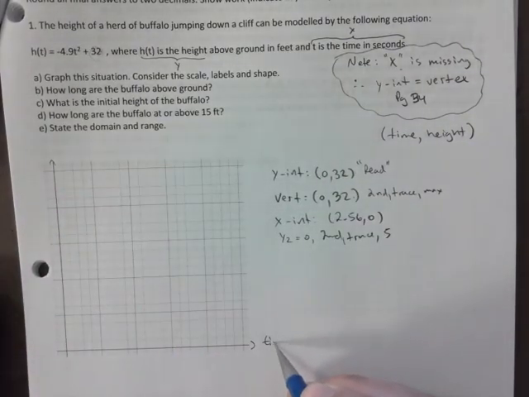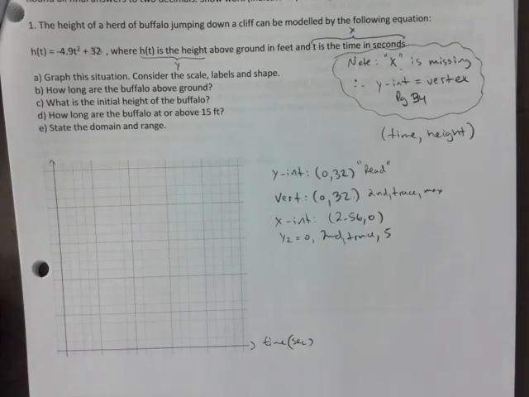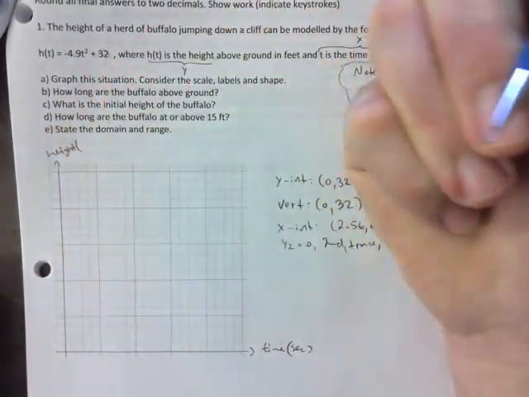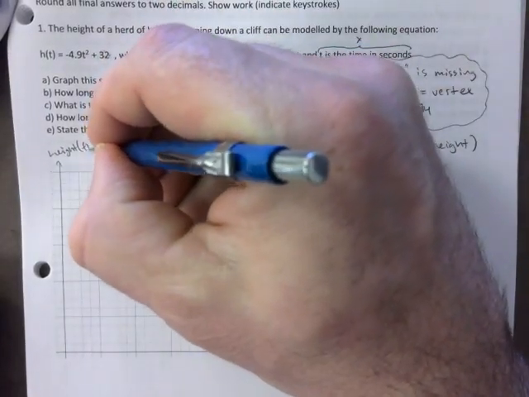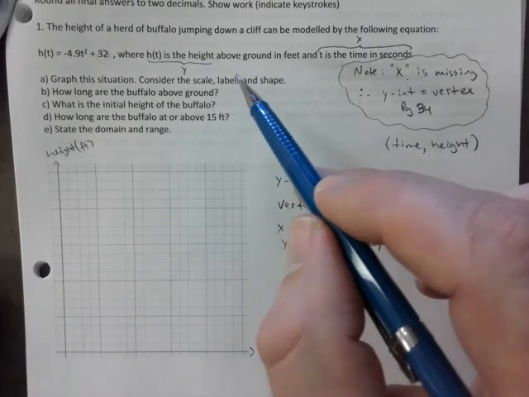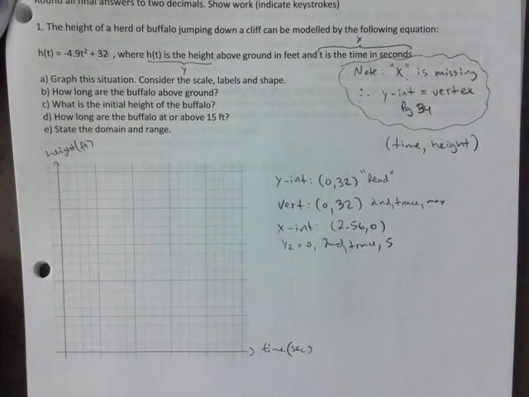Arrowheads. This is time. Just time is not good enough, okay? You need to go time, and what is it measured in? What are the units? It's in seconds. This will be height, and we are in feet, correct? And do you notice that it says above the ground, right? It's the height above the ground, so we're not going underground.